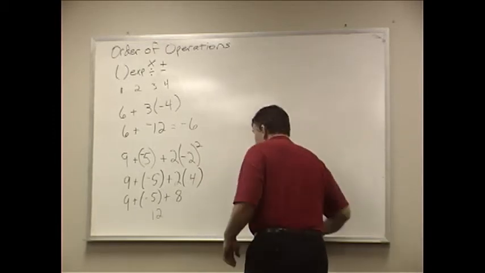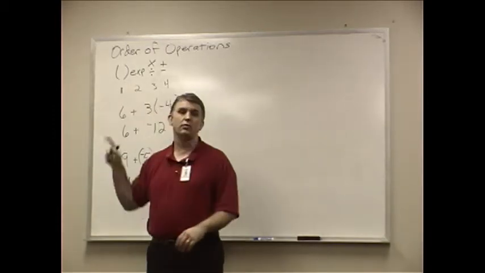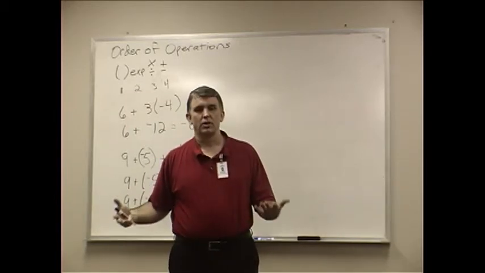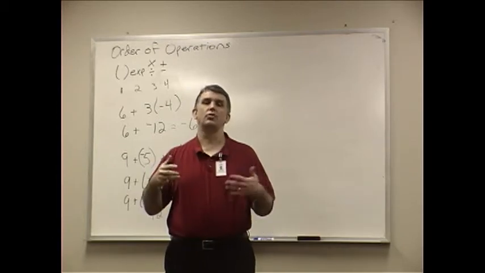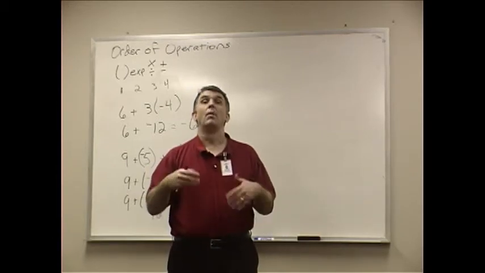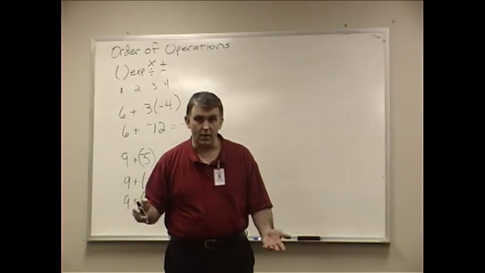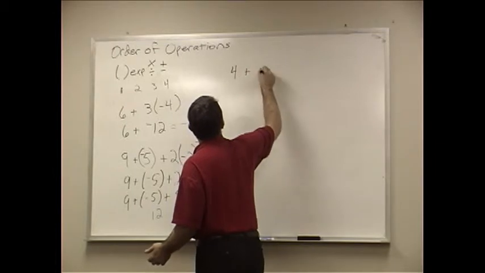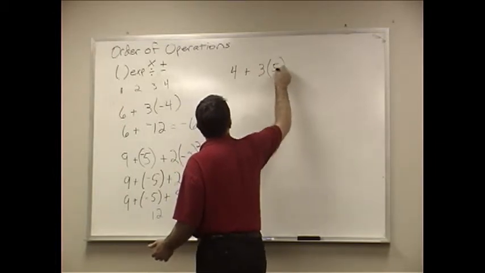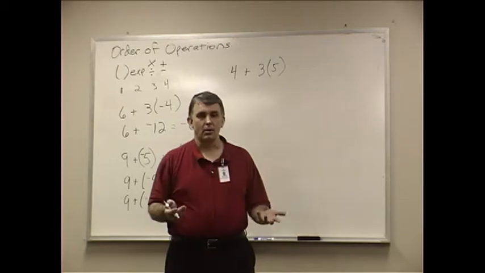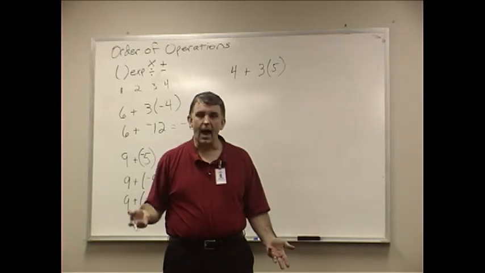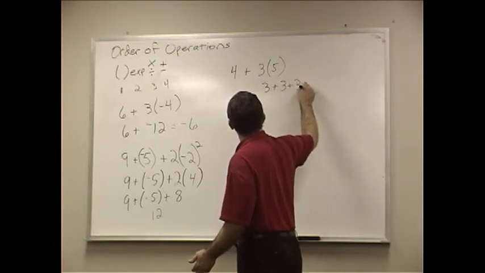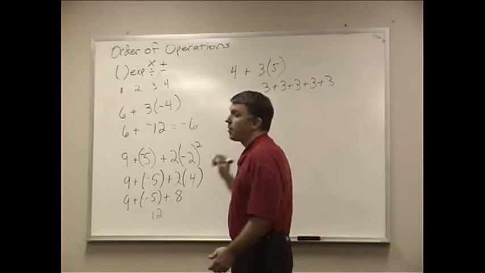Now for the finale. Why do we do it in this order? You have to remember that the simplest operation is addition. With addition being the simplest operation, multiplication is a form of addition. So if I say something like 4 plus 3 times 5, well, think about it a minute. What does the 3 times 5 mean? The 3 times 5 means 3 plus 3 plus 3 plus 3 plus 3.